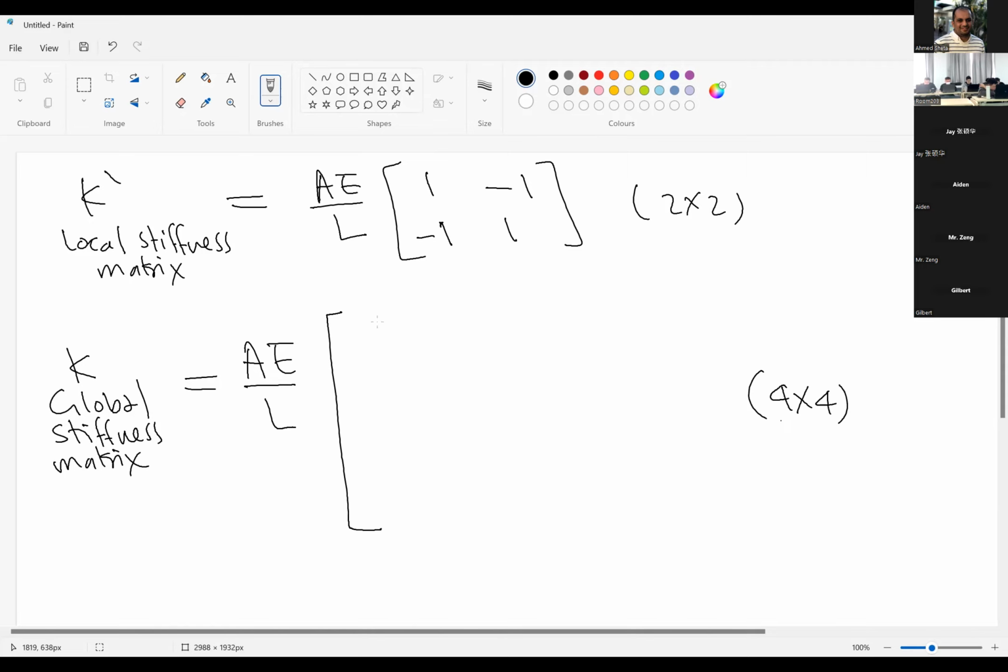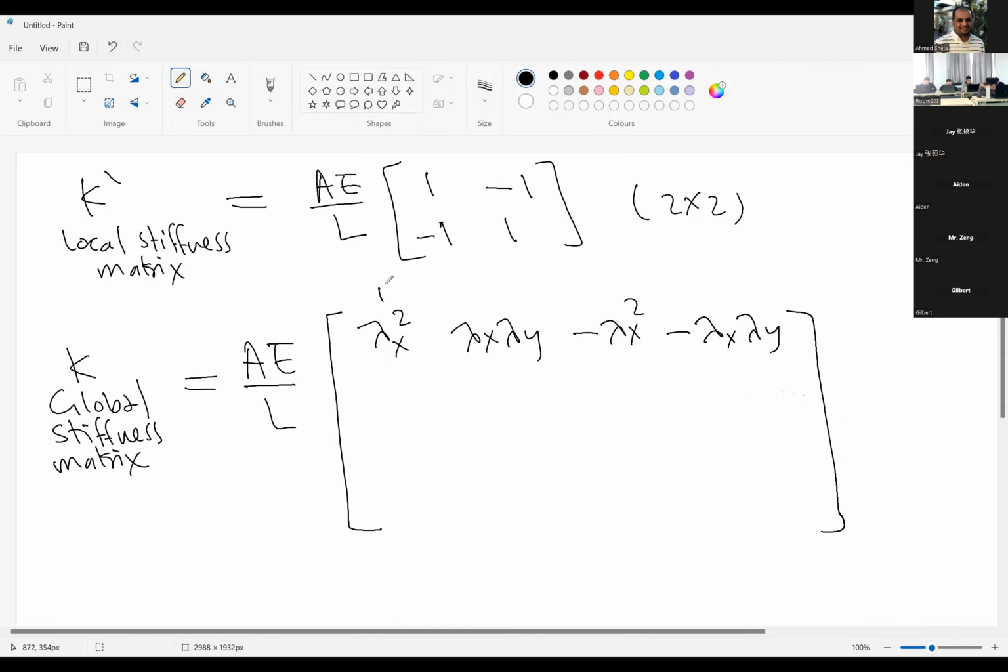What are the 4 elements we have? Lambda x squared, lambda x lambda y, negative lambda x squared, negative lambda x lambda y. Okay, so this is our first row. So this is 1, 2, 3, 4, this 4 by 4 element.